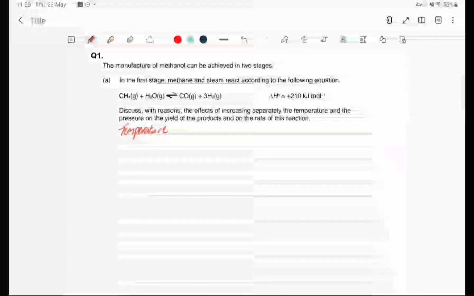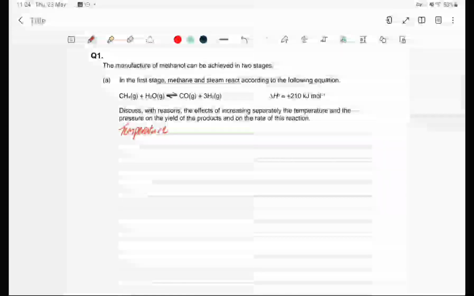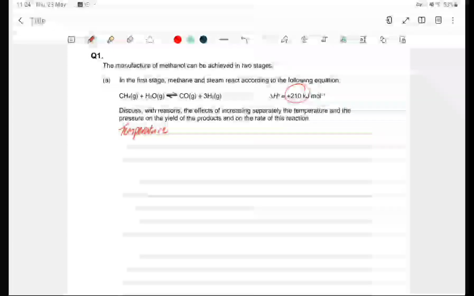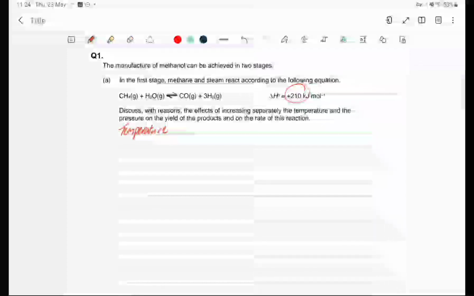So when you're thinking about temperature, you need to be thinking about the position of equilibrium. We need to be thinking about whether the equilibrium is going to be shifted towards the right or towards the left when you increase the temperature. In order to know what happens, you have to start by thinking about the values that they've given you in the question, which of course we are interested in the fact that the delta H is positive 210 kilojoules per mole. The key thing here, of course, is that it is positive, which means that the forward reaction is an endothermic reaction. So you have to remember Le Chatelier's principle.